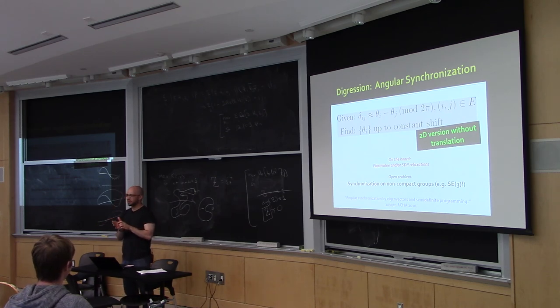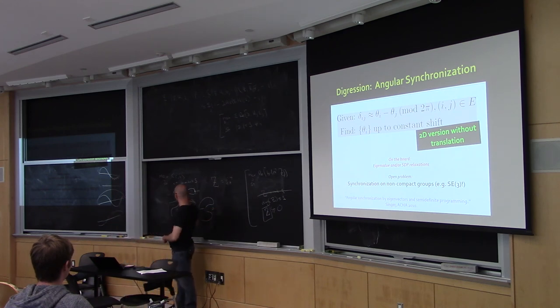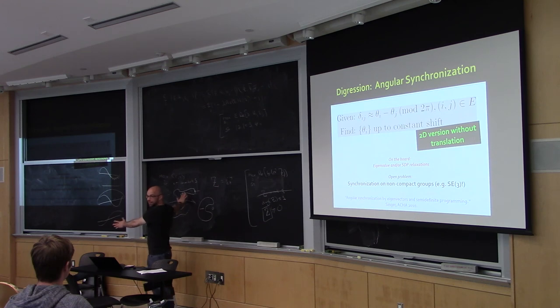But there's a lot more to be done there, because synchronization on non-compact space is weird. Somehow, the reason this diagram works is because this diagram is bounded. Yeah? But SE3 has translation. Translation can be anything. It can be any arbitrarily big number. And that sort of gets in the way of this nice convex hull picture here. This is a very schematic way of drawing a very serious branch of mathematical research.